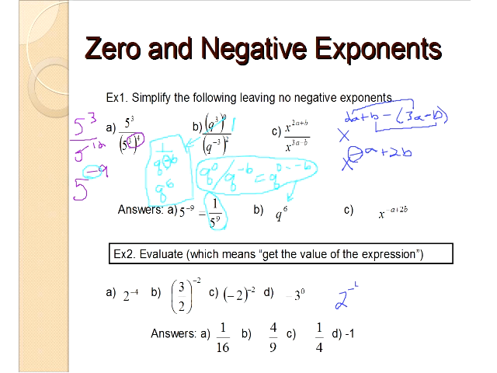Here we have 2 to the negative 4. Well, the negative sign tells me to flip the base and keep the positive exponent. Now, I don't care if you write it like that or you write it like this. Those are equivalent because 1 to the 4 is obviously 1. And so 2 to the 4 is going to be 16.